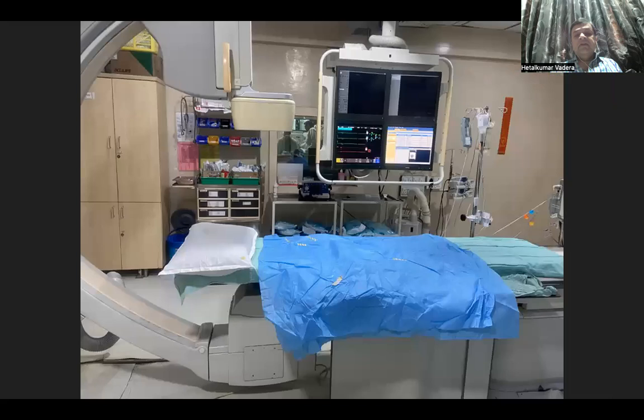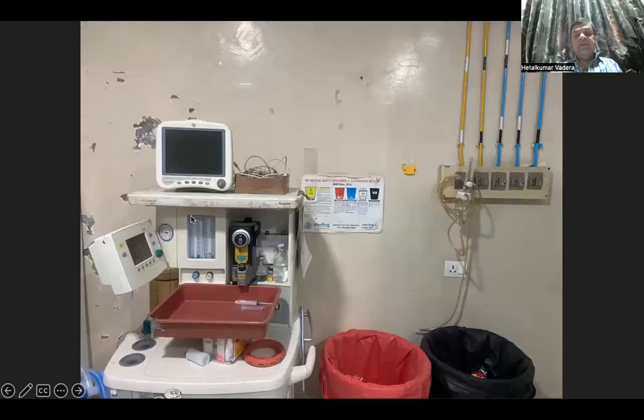This is the neurointerventional suite or cath lab. Here you can see this is the table where the patient lies down, and this is the C-arm. These are the monitors where they monitor the patient's vitals as well as radiological images. If you see here, this is the anesthesia workstation, as in our operation theater. We have a continuous supply of oxygen, air, and nitrous so that we can manage things.